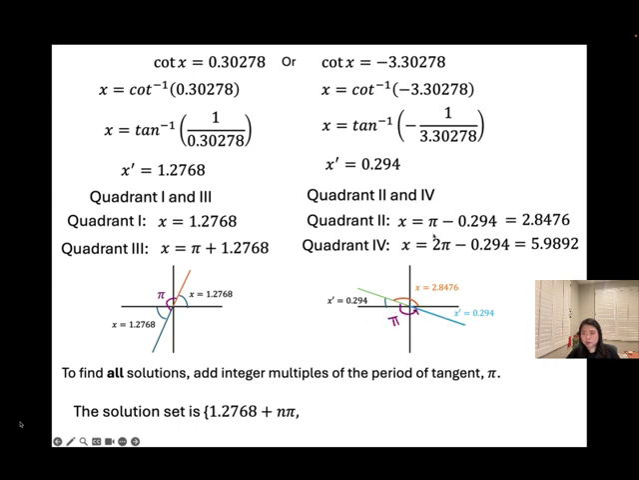So instead of writing two general solutions, I could combine them together. So this one will be 2.8476 plus n pi. Okay, when n equals 0, I get the first answer. When n equals 1, I'm going to get the second answer. When n equals 2, I'm going to go back to the third answer. Okay?